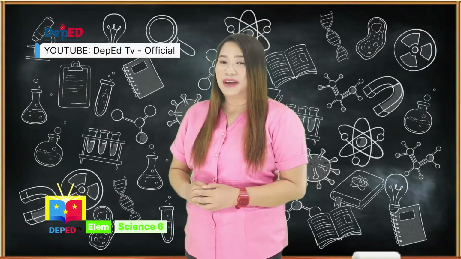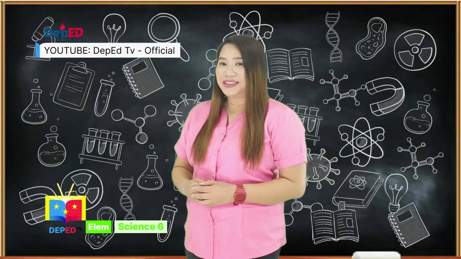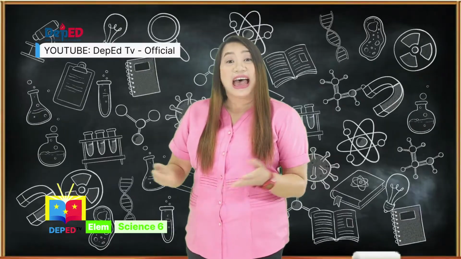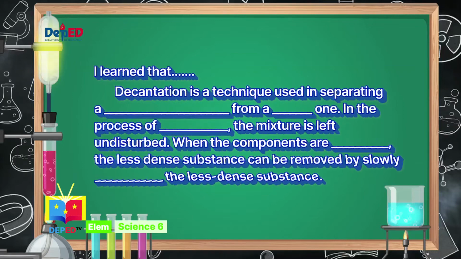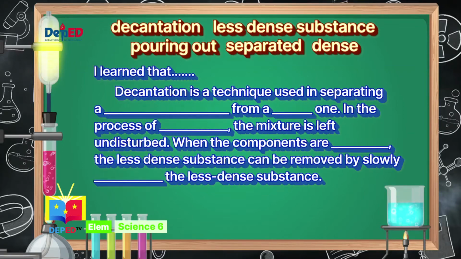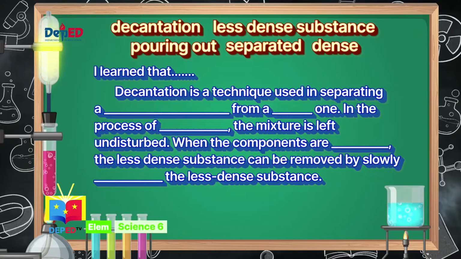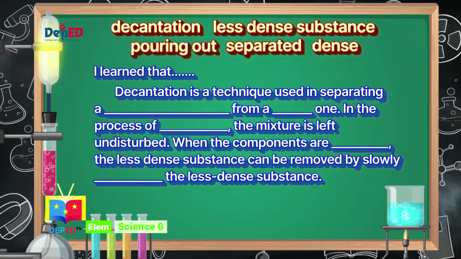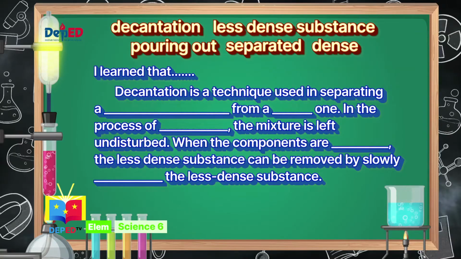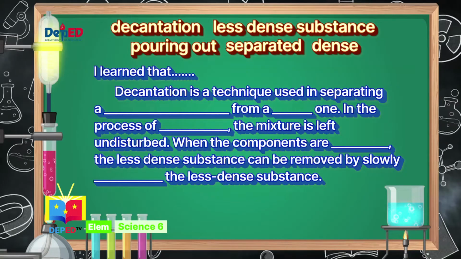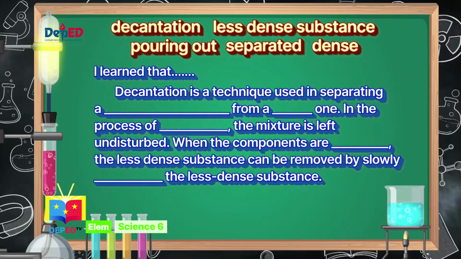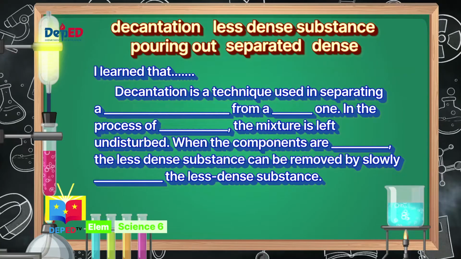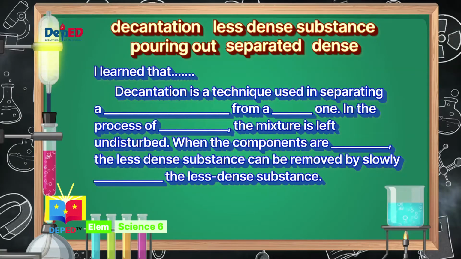Complete the following paragraph. Write your answers on your paper. I learned that decantation is a technique used in separating a blank from a blank one. In the process of blank, the mixture is left undisturbed. When the components are blank, the less dense substance can be removed by slowly blank the less dense substance. Very good, science-minded learners!